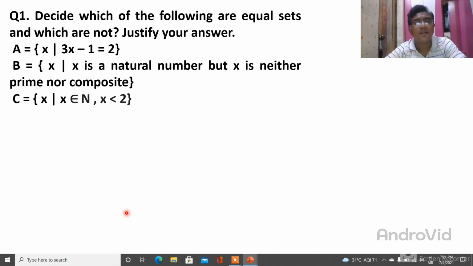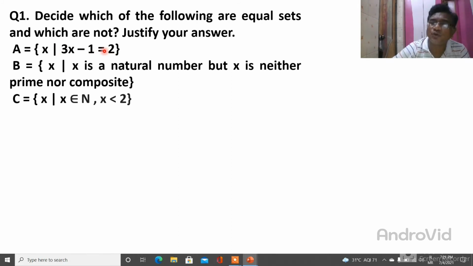Question number 1. Decide which of the following are equal sets. What is an equal set? Whatever the elements of A are, those are in B, and whatever the elements of B are, those are in set A, then they are called equal sets. Okay, so they say decide which of the following are equal sets and which are not. Justify your answer. You must give your reason.